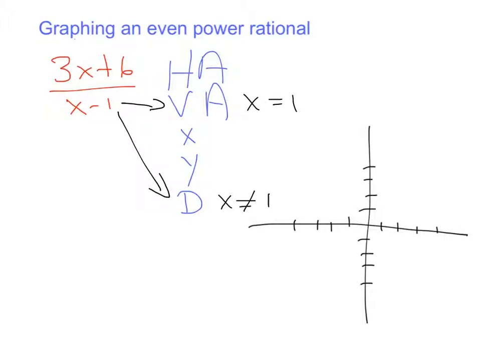So I'm going to go over here on my graph, and I'm going to draw a vertical asymptote. It's this invisible vertical line, remember?